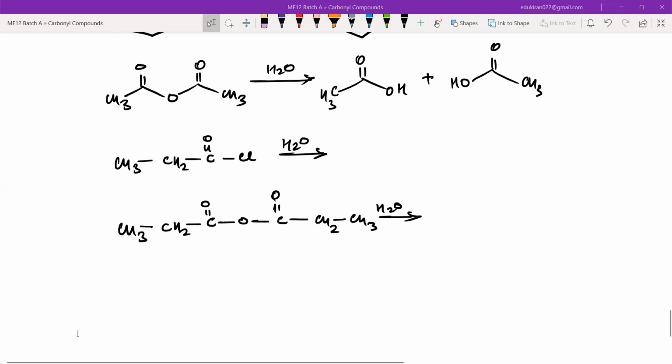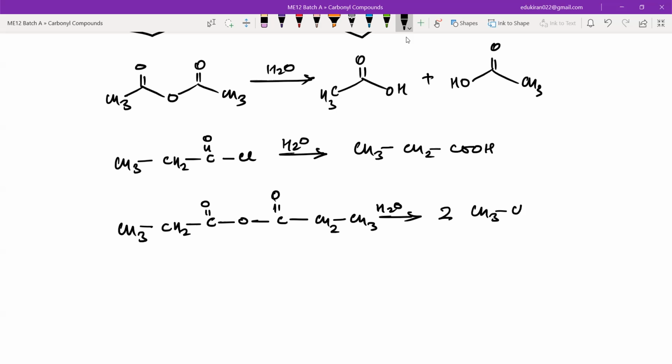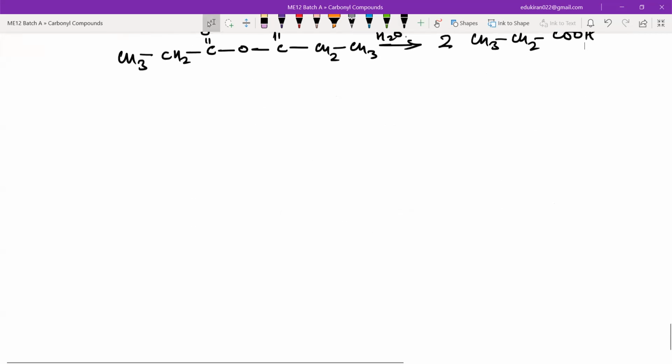In both the cases, you will be getting the same product. It's just that you will be getting two molecules of CH3, CH2, COOH here. And here also, you'll be getting two molecules of CH3, CH2, COOH. Okay. Right, next.